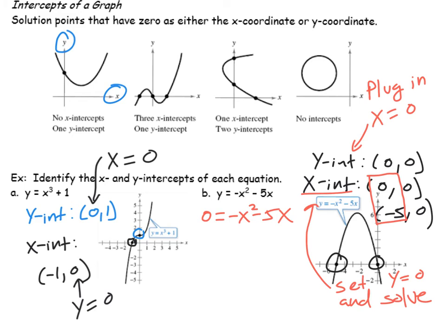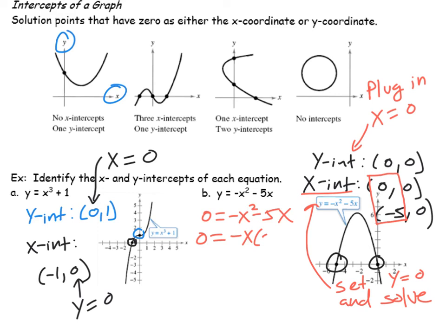Now, how hard that's going to be to solve and how many solutions you're going to get depends on what your function is. This one's a little bit more complicated. It's a quadratic, and it has 2, okay? It's going to require a little bit of factoring. For example, I would take out negative x, which would leave me with x plus 5.